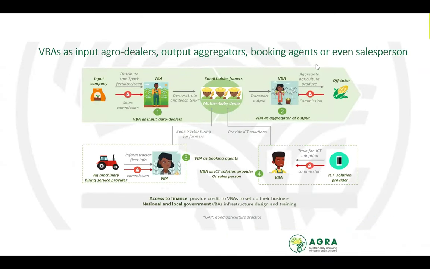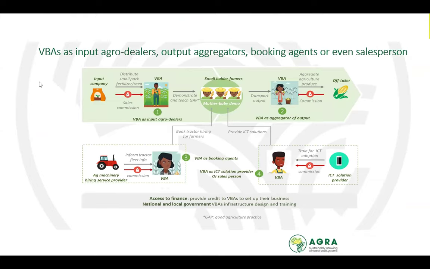So these are different parameters through which we normally engage some of your VBAs. We see that when working with the seed company, they get some commission through distribution of the seed, but also the small packs.